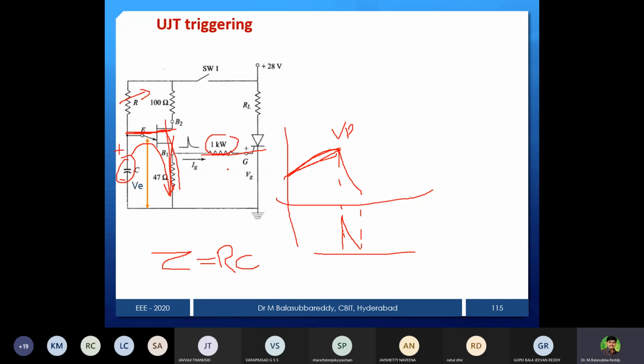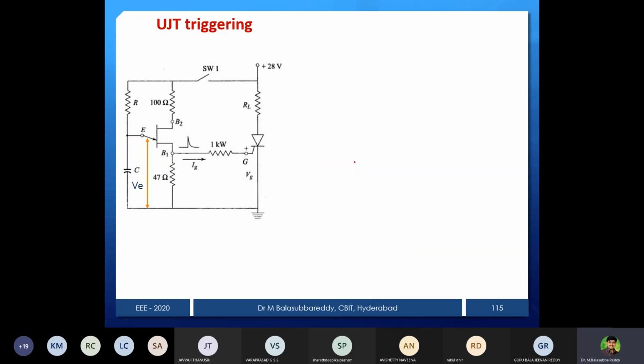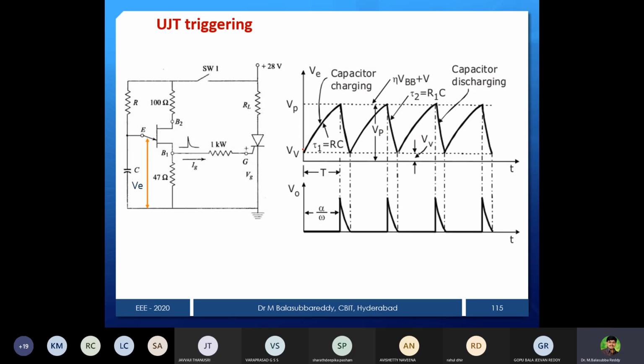Because there is one resistor, I used a large resistance value here to limit the current, because a very high spike pulse will be obtained there. To minimize that, we are using it as a protection resistance to the gate circuit. So now I will represent that in waveform fashion. First step, supply is given to the circuit and the capacitor is going to be charged. The charging time constant is R into C. Let it be tau 1, RC, that is the capacitor charging time constant.